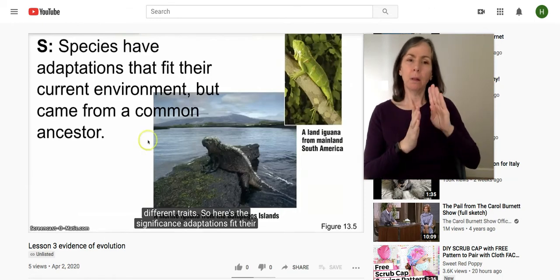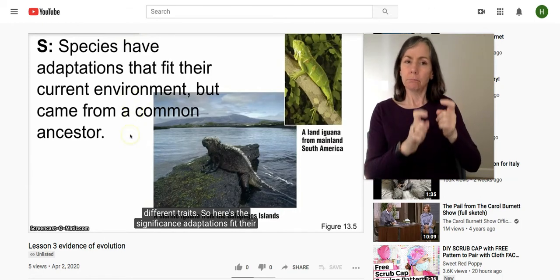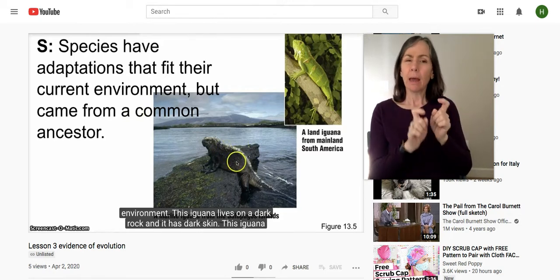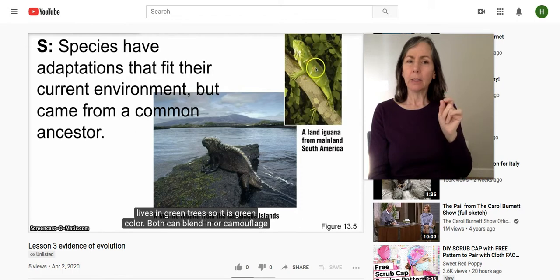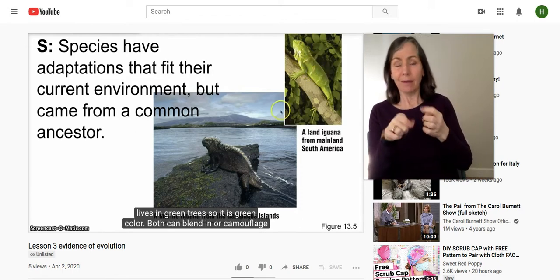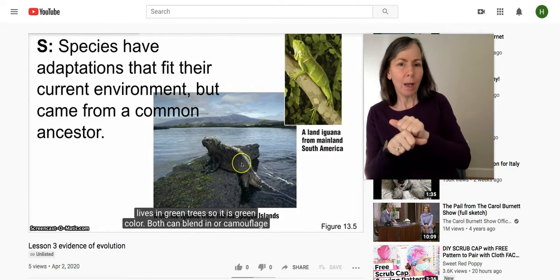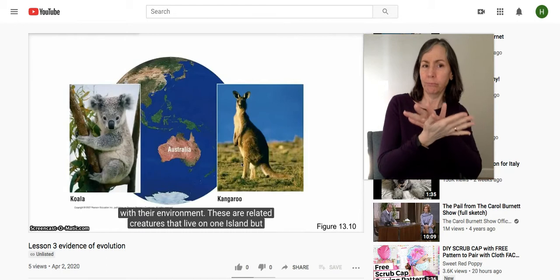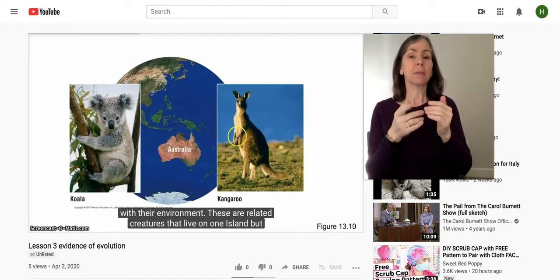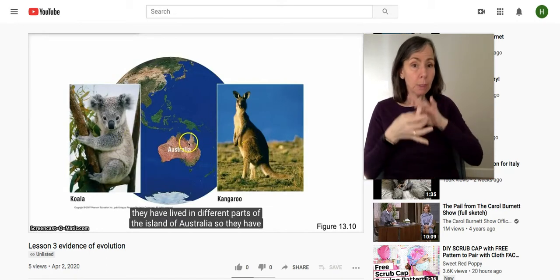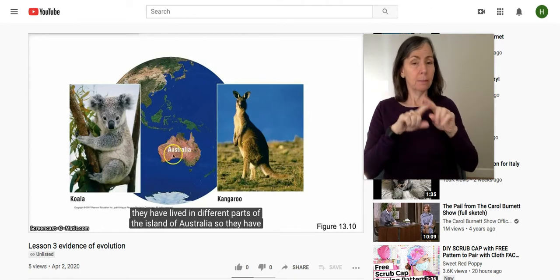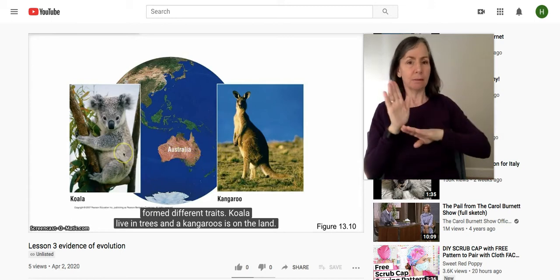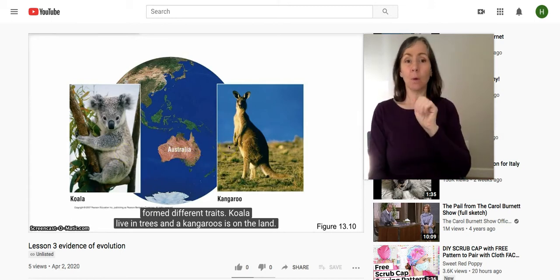So here's the significance. Adaptations fit their environment. This iguana lives on a dark rock and it has dark skin. This iguana lives in trees, so it is green colored. Both can blend in or camouflage with their environment. These are related creatures that live on one island, but they live in different parts of the island of Australia, so they have formed different traits. Koala in the trees, kangaroos on the land.